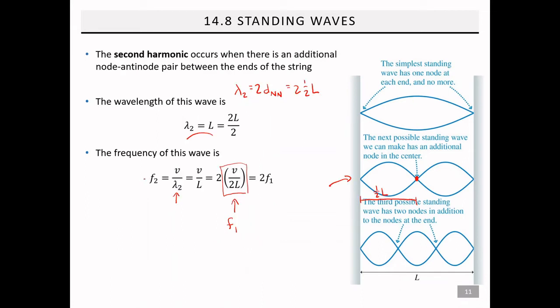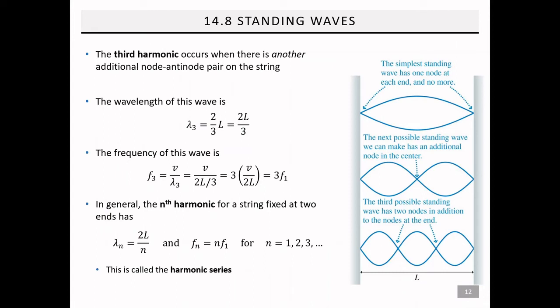So then if I go back to this slide, I have the frequency of the second harmonic is equal to 2 times the frequency of the first harmonic. So F2 is equal to 2 times F1. So then on this slide, we have determined that the wavelength of the second harmonic is 1/2 as long as the wavelength of the first harmonic, but the string is vibrating twice as fast with twice the frequency.